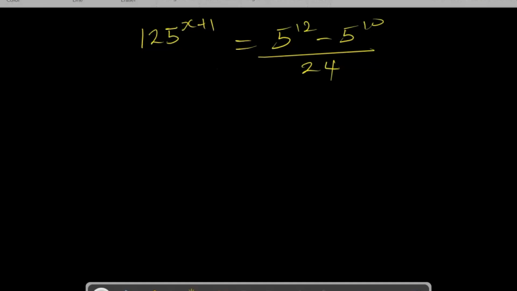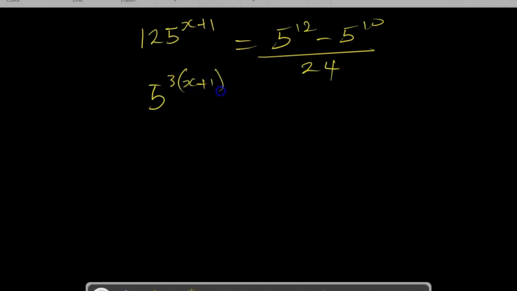125 raised to the power of x plus 1 is equal to 5 raised to the power of 12 minus 5 raised to the power of 10 over 24. Looking at both sides, 5 raised to the power of 3 is equal to 125. So I'm going to write 5 raised to the power of 3 here.